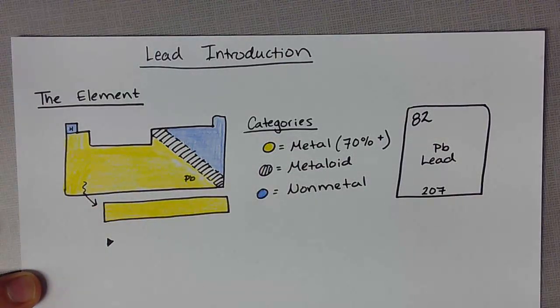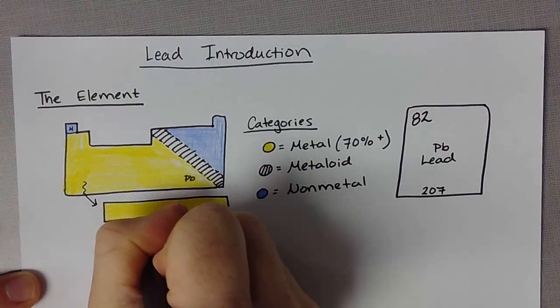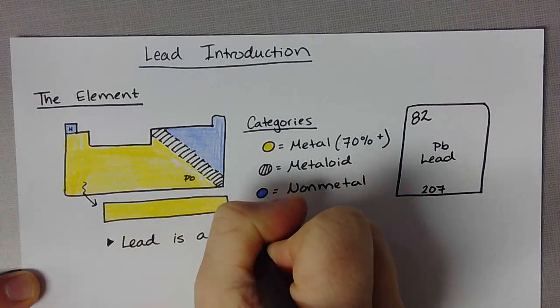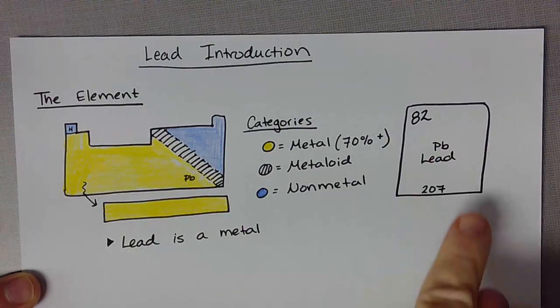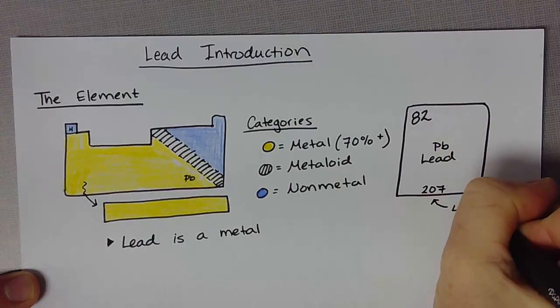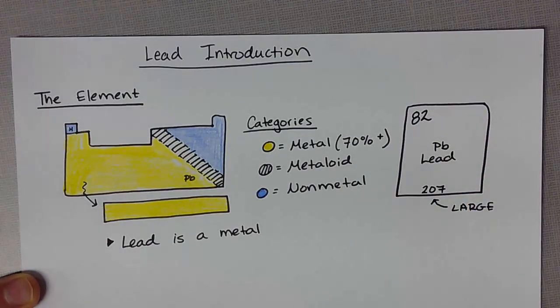So, based on its location on the table, we can already identify a few things about lead. First thing we know is lead is definitely a metal. And this is a fairly large atomic mass. So lead is classified further as a heavy metal.